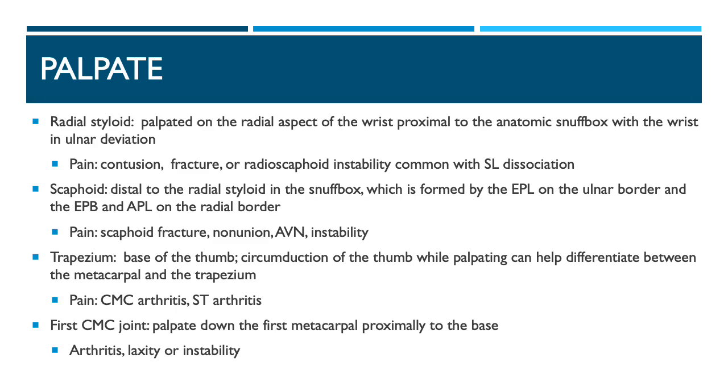To palpate the trapezium, you trace down the base of the thumb, and while circumducting the thumb, that can help you palpate between the metacarpal and the trapezium. Pain at the trapezium can indicate CMC arthritis or ST arthritis, so scaphotrapezial arthritis. The first CMC joint, you palpate down the first metacarpal proximally to the base, and pain here can indicate arthritis, laxity, or instability.